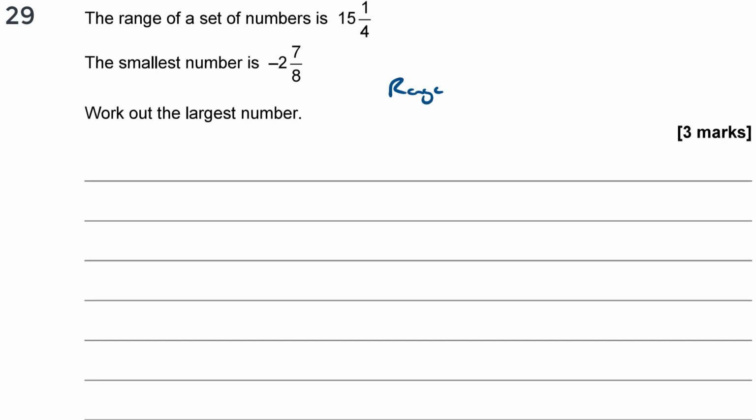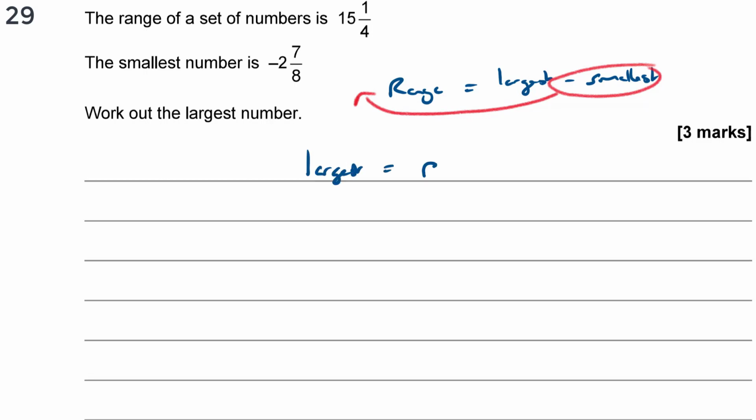So range, if you remember, is defined to be the largest value minus the smallest. So if we rearrange that, move that over there, the largest value is going to be the range plus the smallest, isn't it? So I'm going to find it by adding my two fractions together. In this case, it's going to be my range, which is 15 and a quarter, plus my -2 and 7/8. And now adding a negative is the same thing as taking away. So that is the same thing as those two things subtracted from each other.